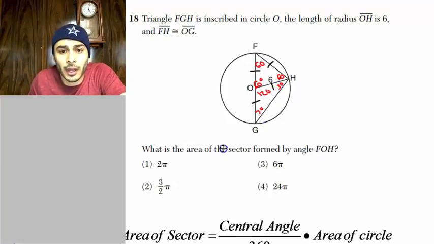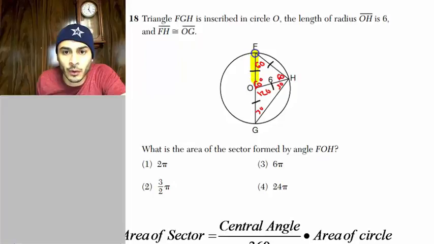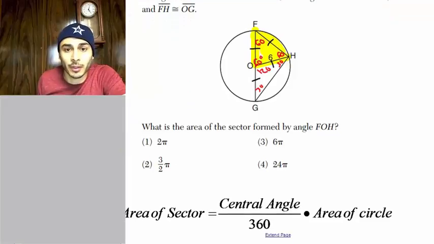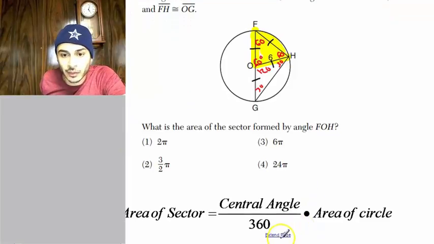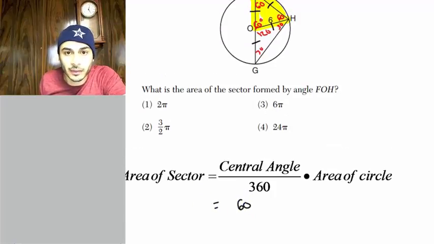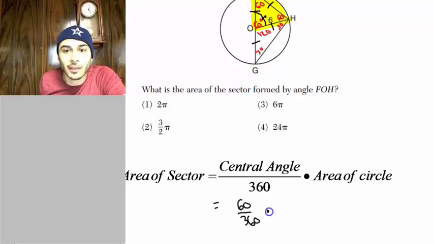All right, so then what do they want? They want the area of the sector FOH. They want the area of this sector. I'm going to just go ahead and color it because I like the color. All right, so they want the area of that sector. Well, here's the formula. It's going to be the central angle over 360. The central angle is 60 degrees. So when it says central angle, it means this angle right here. So 60 over 360, and then times the area of the circle.